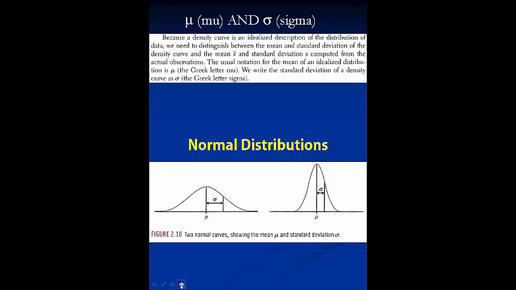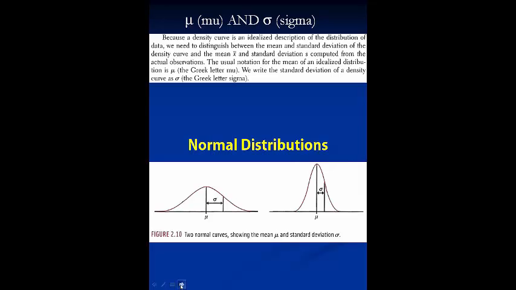So what we use for mean looks like an M, but it's actually the Greek letter mu. And for our standard deviation, instead of s, we use the Greek letter sigma. And it looks like a little circle with a tail sticking out of the top to the right. And that's the Greek letter sigma.